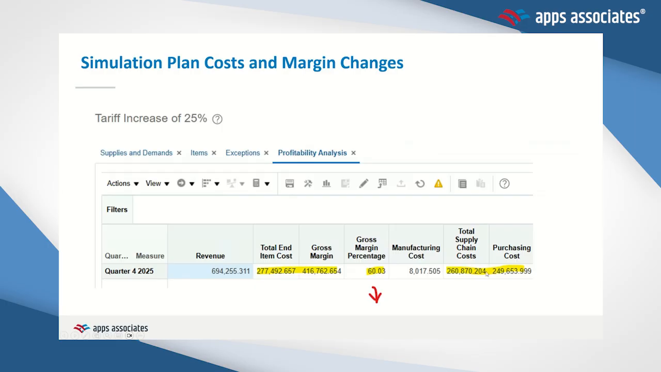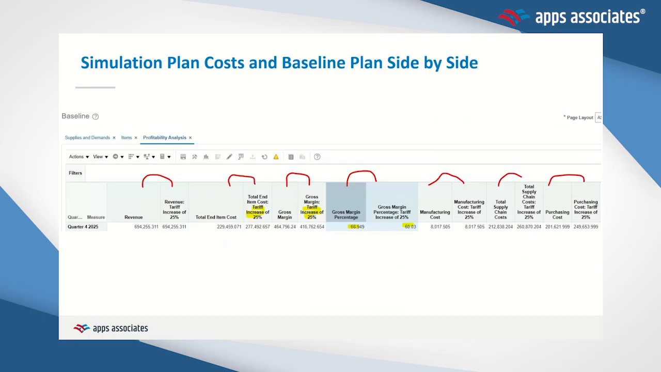Okay, so we've looked at the baseline, we've looked at the scenario plan, but then we can look at them in line. Supply planning has the ability to take these two plans and put them into one holistic view, so I can look at things exactly side by side. My revenue hasn't changed in this particular scenario, but my end item cost has.